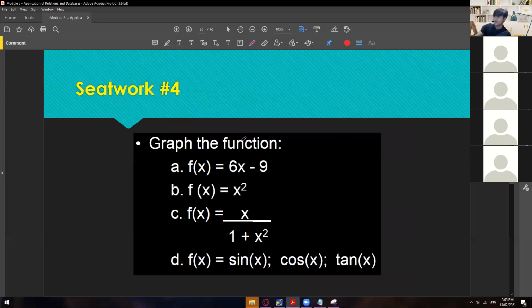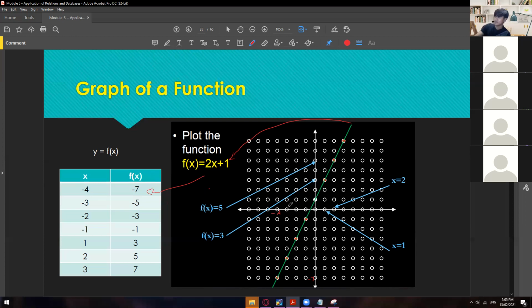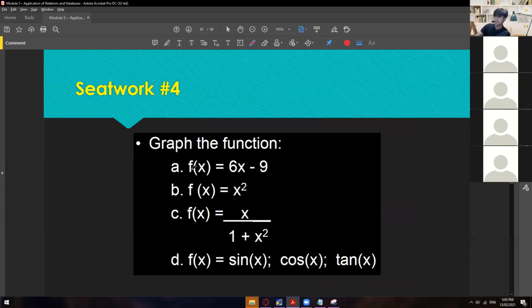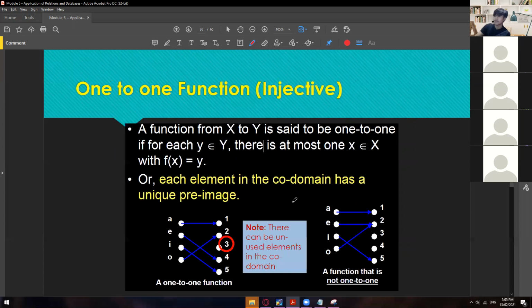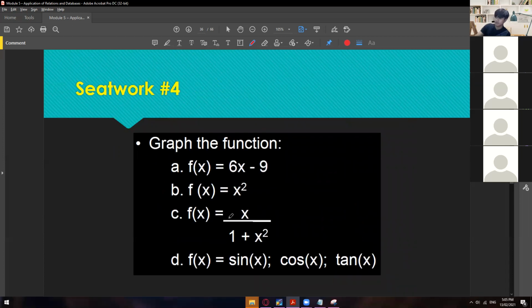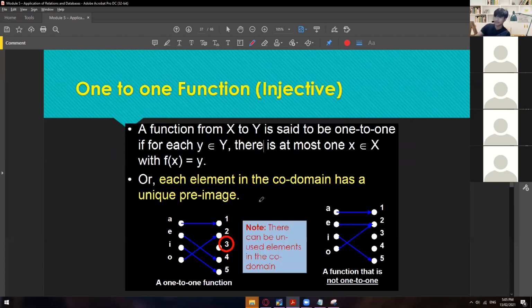So we have here another Seatwork number 4. All you do is similar to this one, and of course you have to list all of their corresponding coordinates for your x and then f of x. So we have 4 functions, right? Again, you can do this in Microsoft Word or you can do this handwritten.